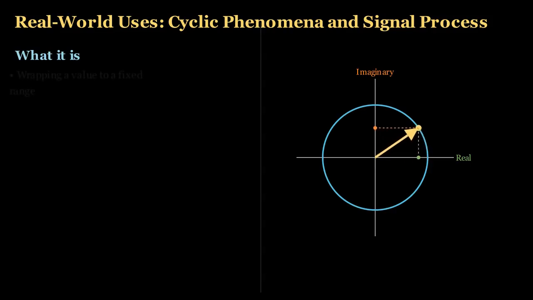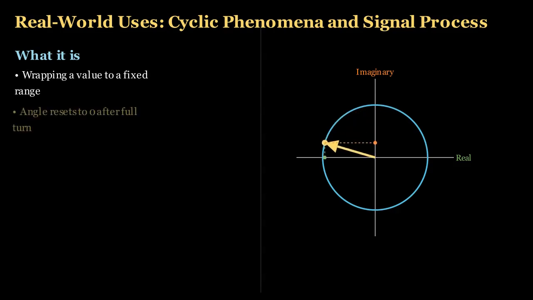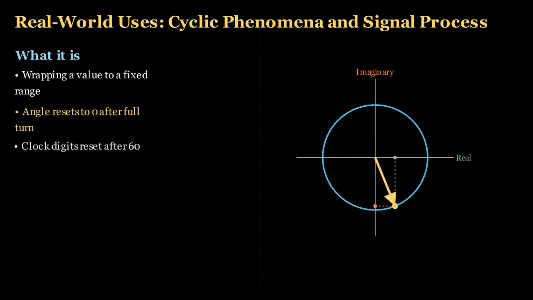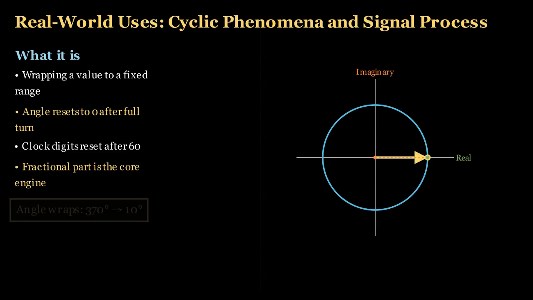Imagine a wheel spinning. Every time it completes one full turn, its angle goes back to 0 and starts over. That is wrapping, taking any big number and squeezing it into a fixed range, like 0 to 360 degrees. A digital clock does the same thing. After 59 seconds, the second's digit resets to 0, and the minute ticks up. The fractional part function we already know is the engine behind this. It strips away whole cycles, leaving only the leftover fraction, exactly what we need to model anything that repeats and resets.